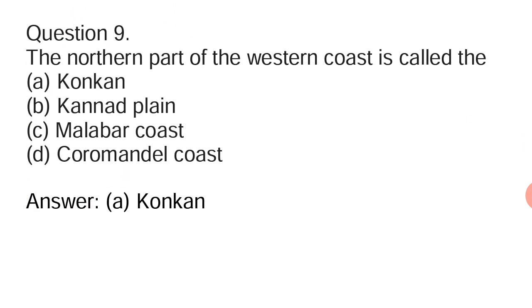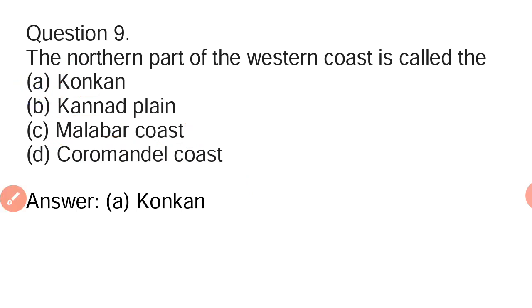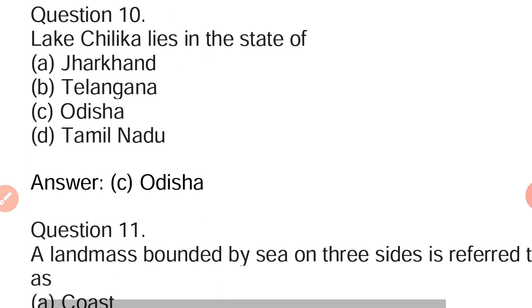The northern part of the western coast is called the option A Konkan, option B Kannad Plain, option C Malabar Coast, option D Coromandel Coast. Right answer is option A Konkan. Next question.